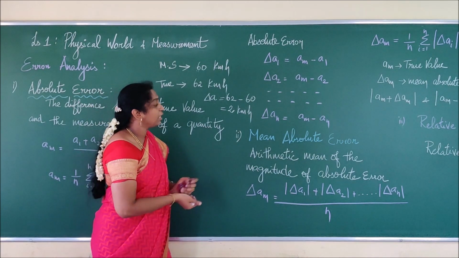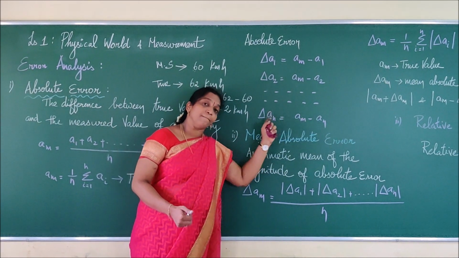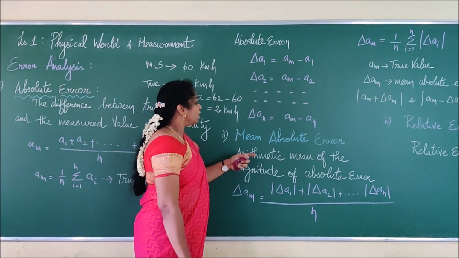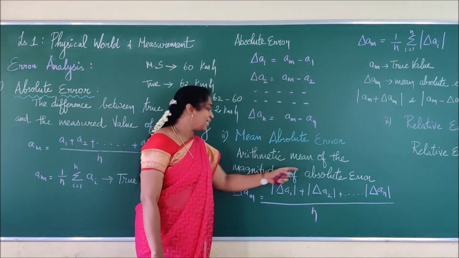So what I am going to take here, we are not going for error. We are going for a mean absolute error. It is an arithmetic mean of the magnitude of the absolute errors.